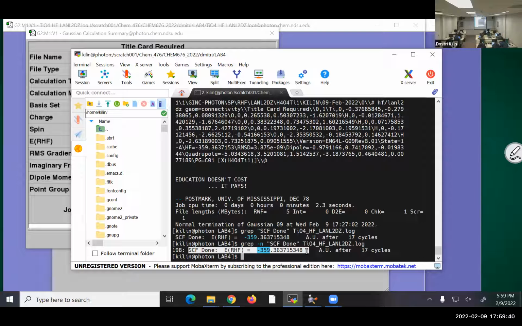Open log, Gaussian output, open results, summary. Okay.